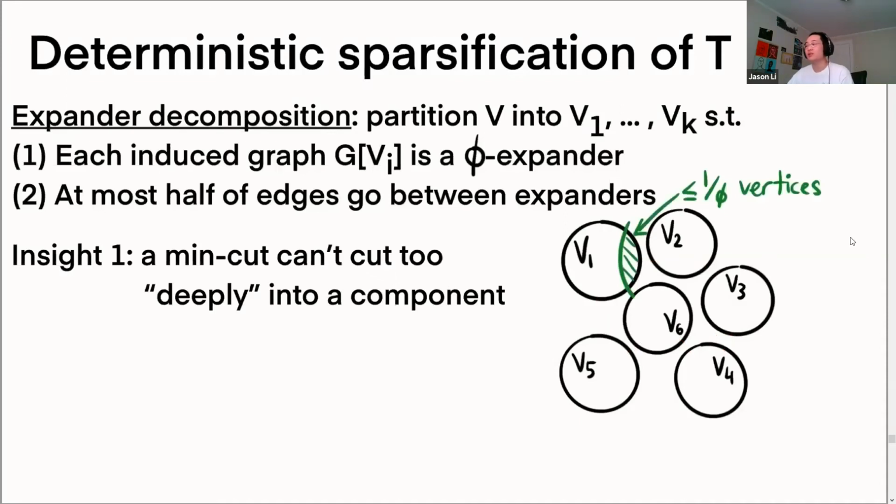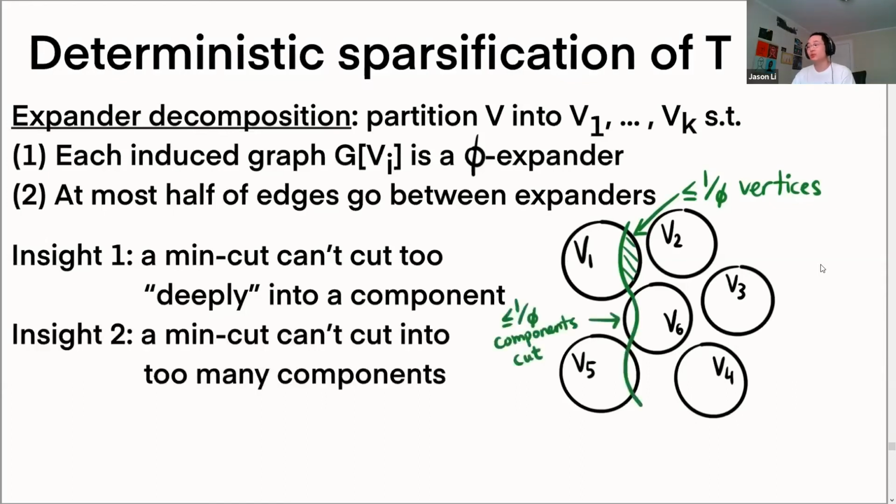For a min-cut application, our two key insights are as follows. First, any min-cut cannot cut too deeply into an expander, into a part. By that I mean, take any expander, take the min-cut, and take the smaller side of the cut within this expander. By the same argument as previously, we can show that there are at most 1 over phi vertices on the smaller side. So we cannot cut too deeply into an expander, regardless of how large the expander might be. This is insight one.